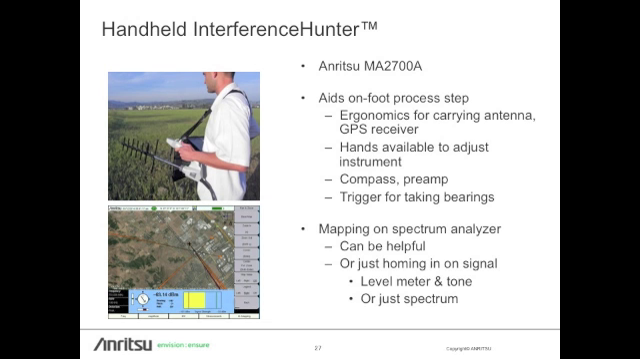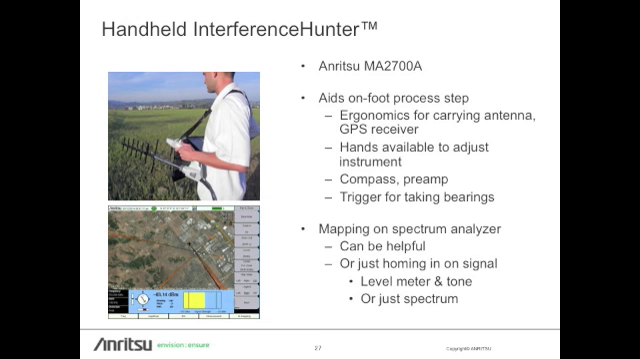Because of the ergonomics for carrying the antenna, it's got a shoulder strap so you can take your hand away and do other stuff with it, again, like opening doors or whatnot. It also has a GPS receiver built in for when you're using it for taking bearings, a little easier than maybe putting a cable on a helmet on your head or something. It also has an electronic compass for taking bearings, as well as a preamp, a little bit better noise figure than what's in the instrument.